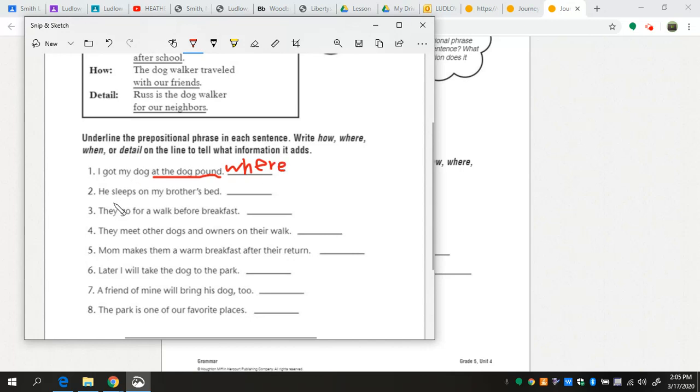Okay, number 2, he sleeps on my brother's bed. Once again, my preposition here is the word on, so I'm going to underline the prepositional phrase on my brother's bed. And this also tells me where, so we're going to write where for number 2 as well. And we'll do one more on this page. They go for a walk before breakfast. Before is my preposition, and this prepositional phrase tells me when.